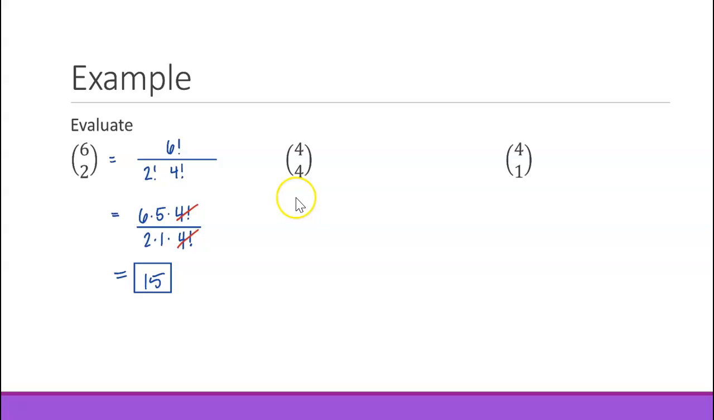Now let's go ahead and try the next one. So we have 4 choose 4 here. We're going to put 4 factorial on the top, 4 factorial on the bottom, and then we're going to subtract 4 minus 4. So we'd also get a 0 factorial on the bottom. The 4 factorials are going to cancel out. That's just 4, 3, 2, 1 multiplied, and 4, 3, 2, 1 multiplied. So those are going to cancel.